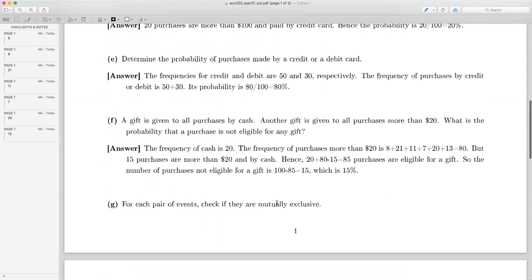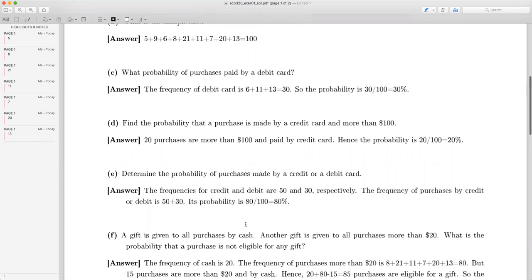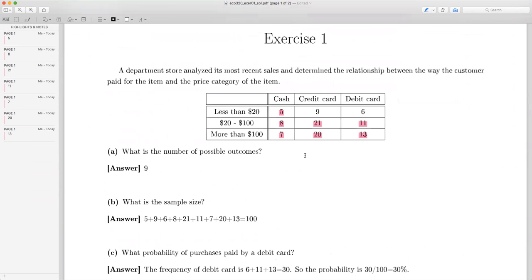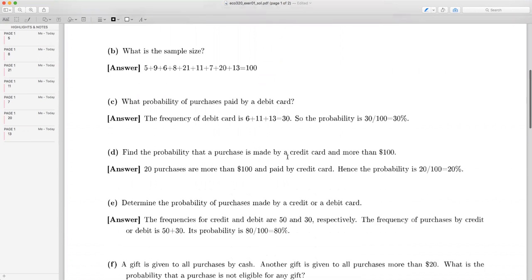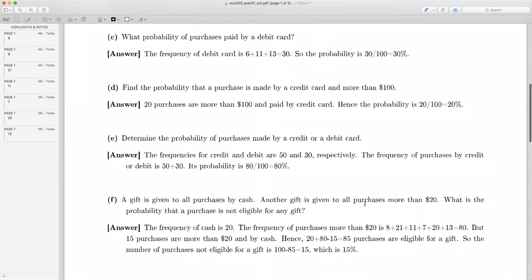I mean, is it and? No, it's or. It doesn't have to be happening at the same time. This is actually a very good point, because if it's and, then it should be cash and somebody needs to pay more than 20 bucks at the same time. So the answer would be 8 plus 7 over 100, 15%.